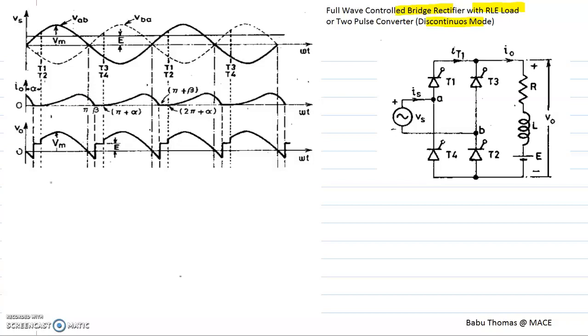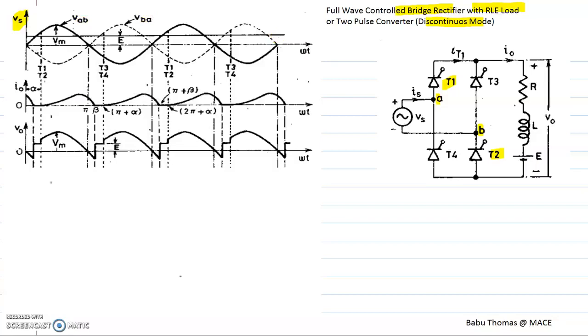Here you can see that there are four thyristors, T1, T2, T3 and T4, connected to an RLE load. The source voltage is mentioned over here, Vs. Like our previous discussion, the two terminals to which Vs is connected are named VA and VB. So VAB is the normal waveform and VB is nothing but the inverted waveform. And this is nothing but your EMF E.